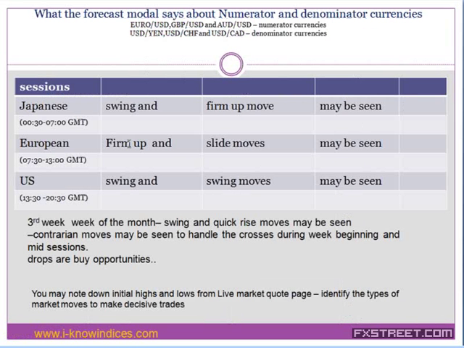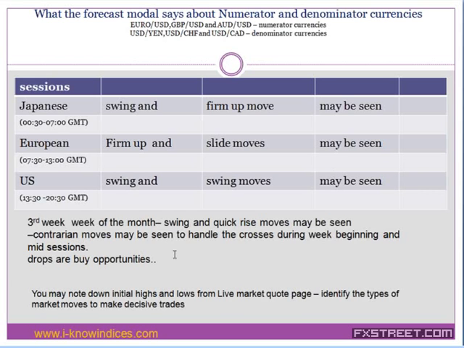So today's expected market moves: swing and firm up move during the Japanese session, and firm up again nominally during the early part of the European session. So note down the timing so that you will be able to find out whether the market is behaving accordingly. Then slide towards the late European session. Then swing and swing during the US session, a small swing on either side.